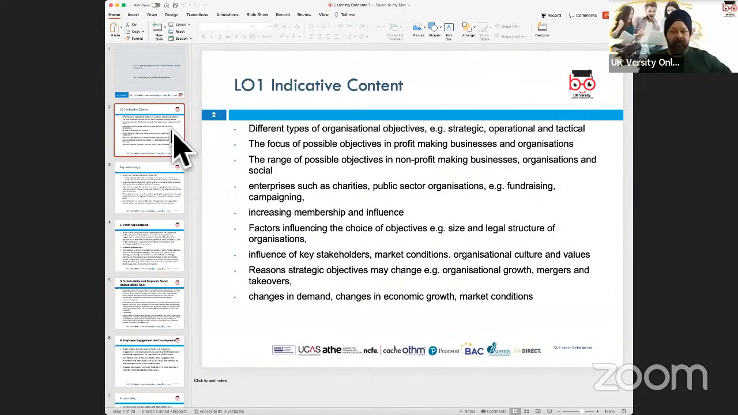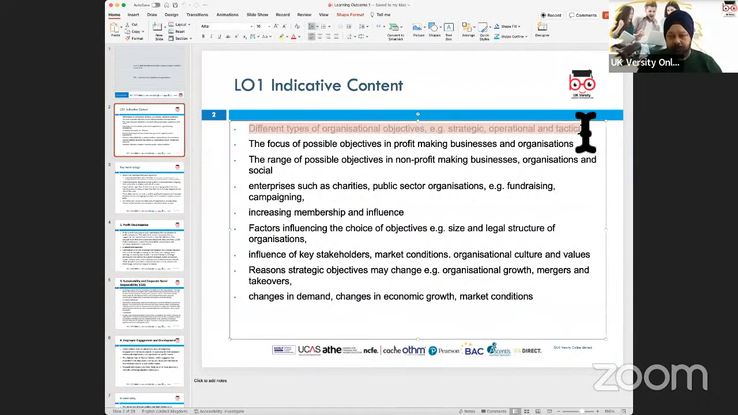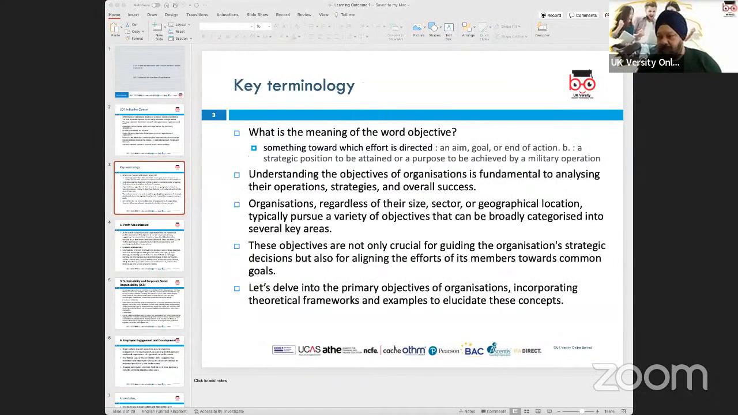The first learning outcome focuses on essentially the objectives, why organizations or businesses are set up, and we'll be going into strategic, operational, and tactical aspects of it in terms of why businesses are set up, and that would be the first part that we're going to look at. Now, what I would want to do is basically start off with some key terminology in terms of understanding what is the meaning of the word objective.